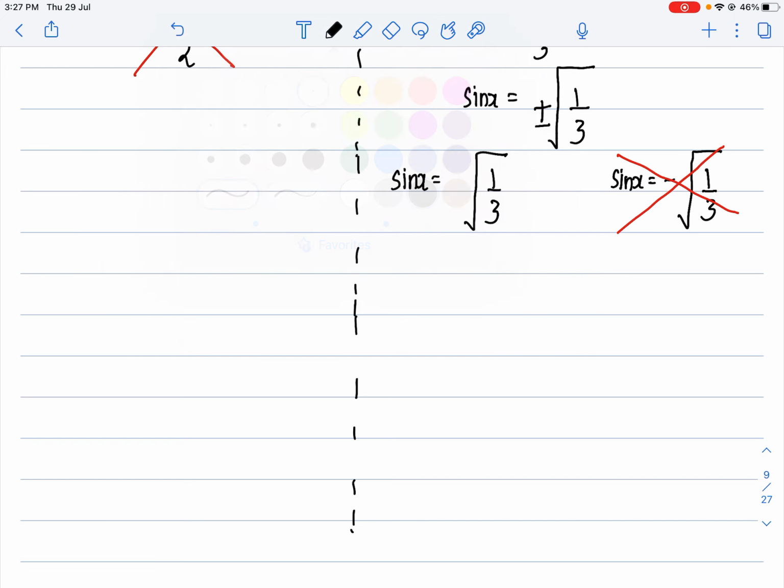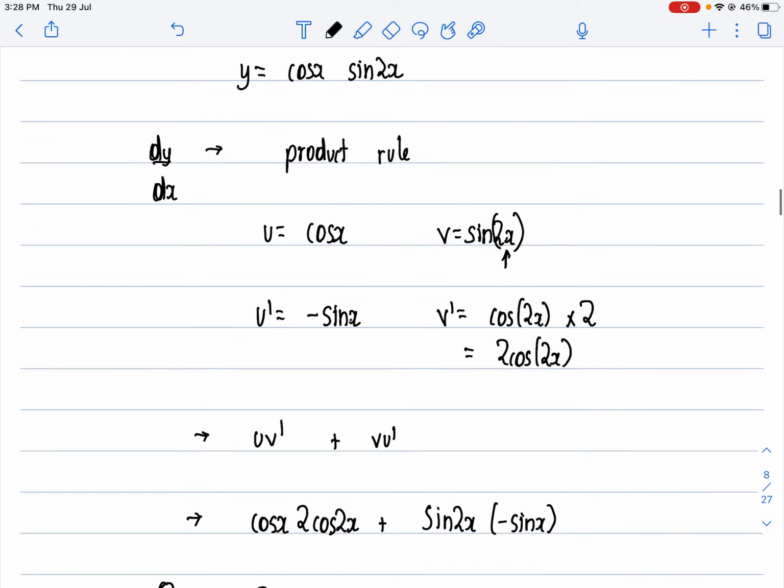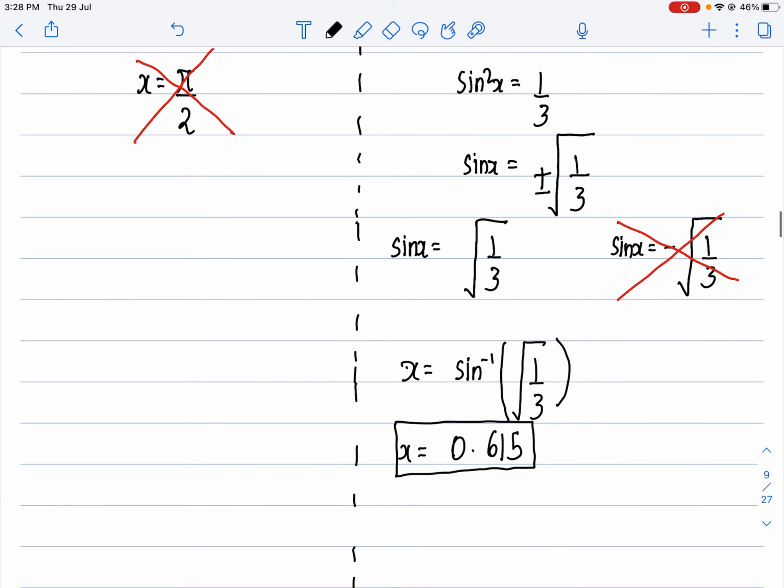So now here I have sine x equals to the root of 1 over 3. So I can write this as x equals to the sine inverse of the root of 1 over 3. Now make sure you're in the radian mode, shift mode 4. Do the sine inverse of the root of 1 over 3. When you do that, you get your answer as 0.615. You needed to give your answer to 3 significant figures. So your final answer is 0.615.